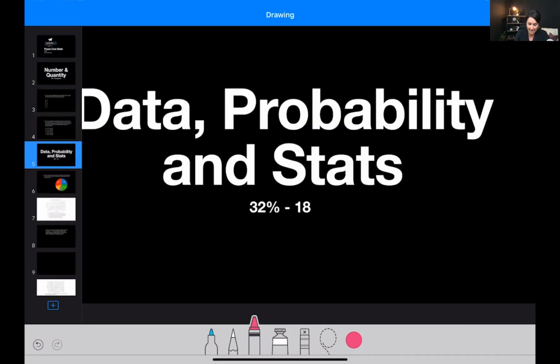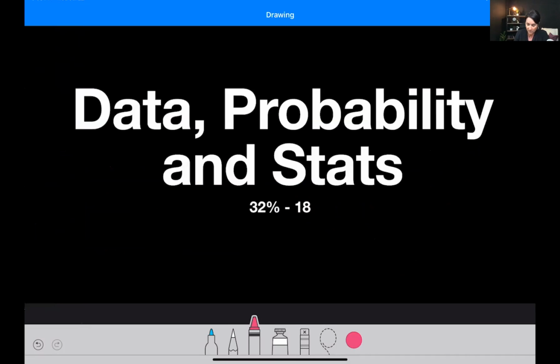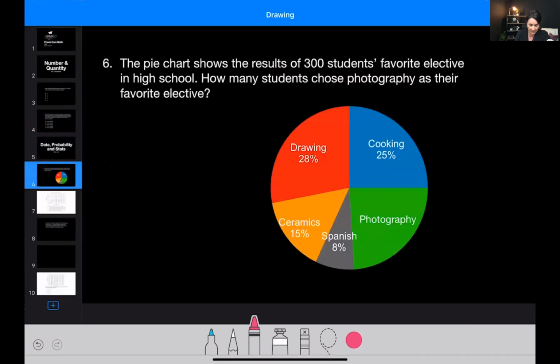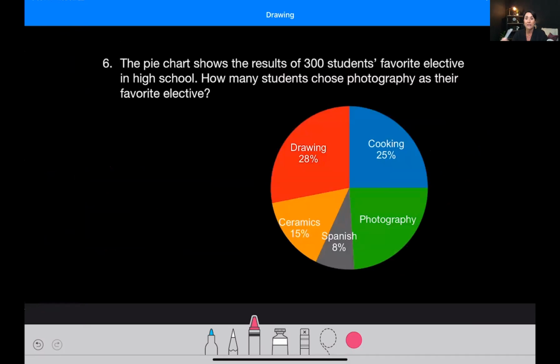All right, that brings me to data probability and statistics, and this is going to be 32% of the test. That's going to be about 18 questions, okay, give or take, depending on if you have any extra questions that they're field testing, okay? So we've got 18 questions, and this is what data probability and stats might look like. Now, we are looking at some data here, but notice the percentages. Notice I have 25%, 28%, 15%, 8%, and I'm missing a percentage here.